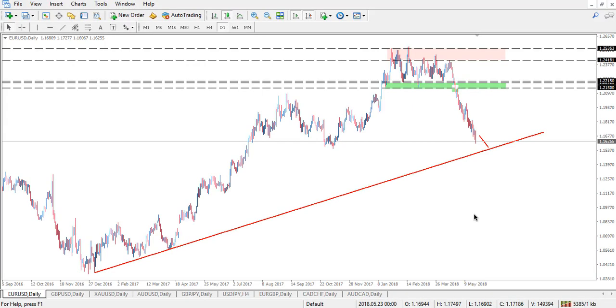As usual, we're going to start with the euro against the American dollar on the daily time frame. As you can see here, we have an uptrend line that we can see in red, so what we can do this week is to wait for the pair to slide down into the uptrend line, which means that it may go down at least 90 pips.